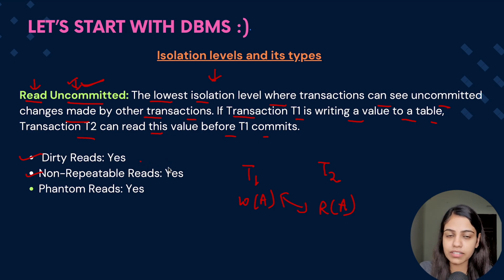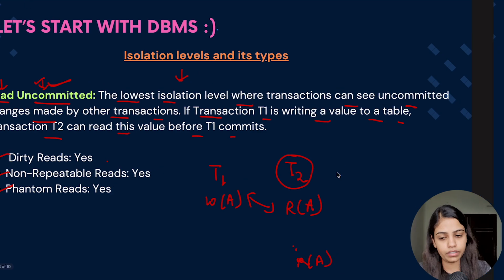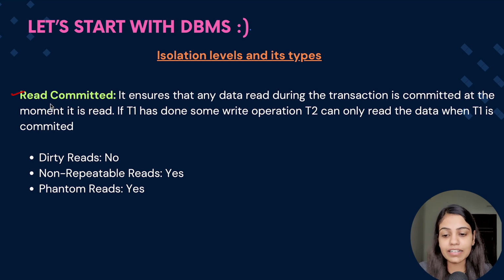Non-repeatable reads are also present here because I can read that particular value again at some point in T2 and it will give me different data. Phantom read is also present because we are not waiting for this transaction to commit, so as part of T2 we can insert or delete some data from a particular table. Now coming to the next level, that is read committed.